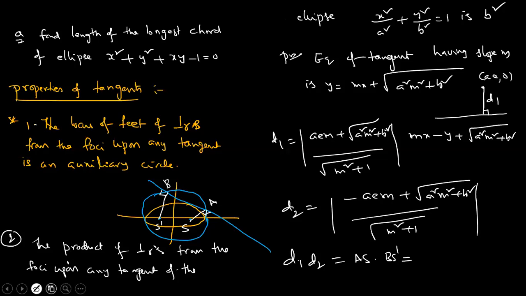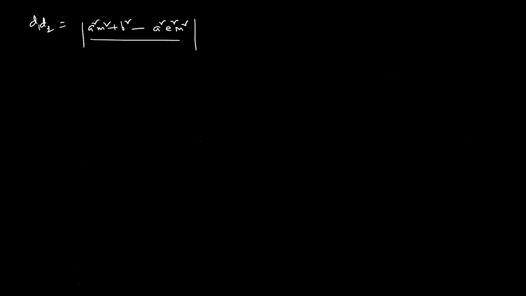Now, next one, see. Simplify. What is the result coming? So the product of these perpendiculars, what is the answer coming? One is a plus b into a minus b. So that is what the answer? a square minus b square. That means minus a square e square by 1 plus m square.